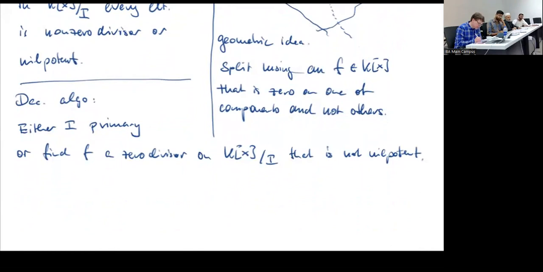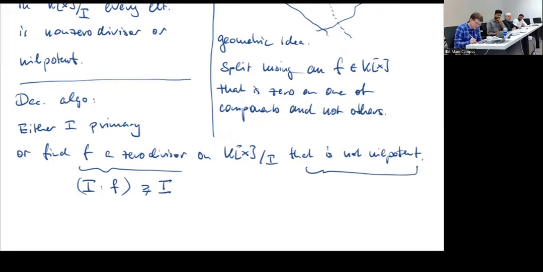So what does this mean? F is a zero divisor means that I colon F is strictly bigger than I. And F is not nilpotent just means no power is contained: F to the S is not in I for any S.